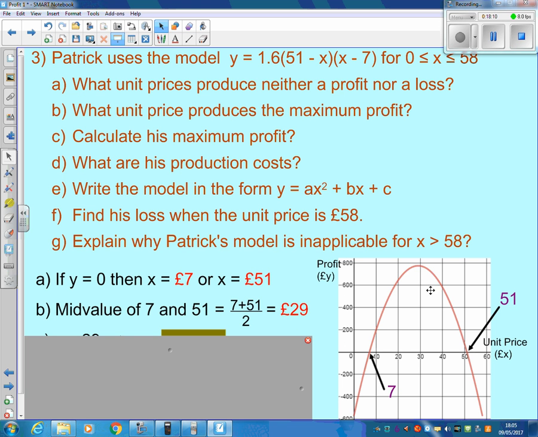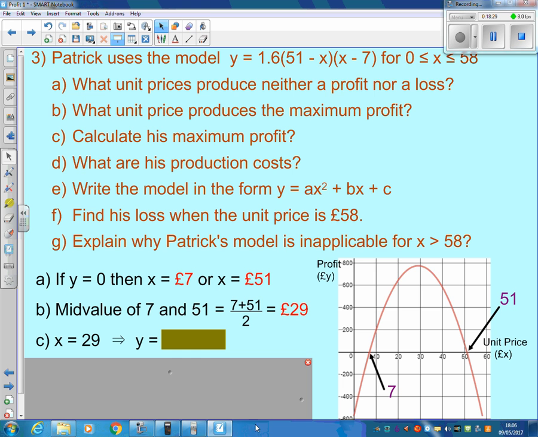Now, I also want to find what the profit is. It's going to be just below 800, isn't it? Now, to do that, I say I want to put x equals 29 into this. Okay, so if I put x equals 29 in here, then that's going to work.